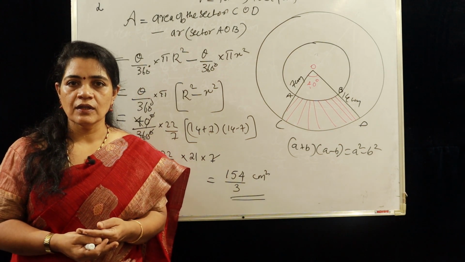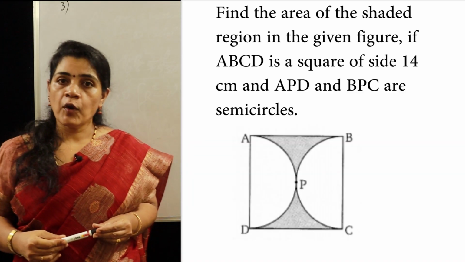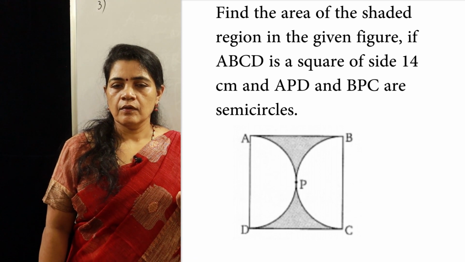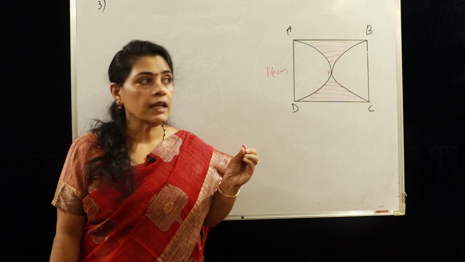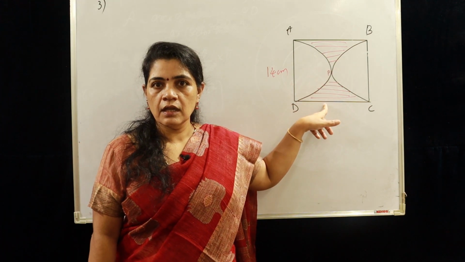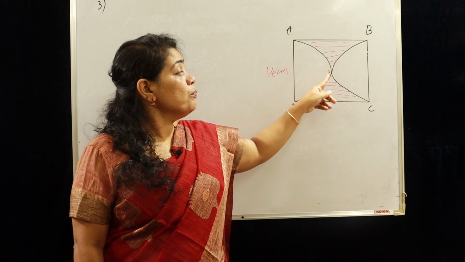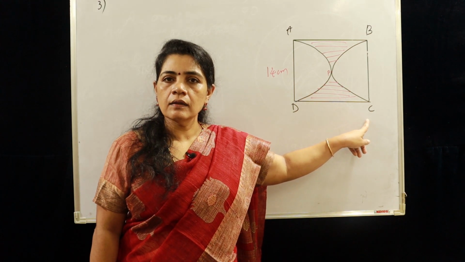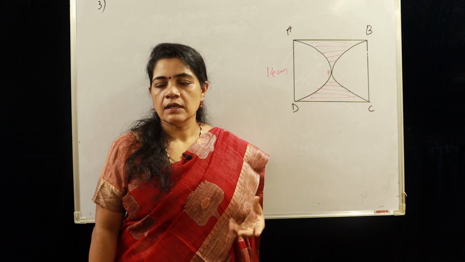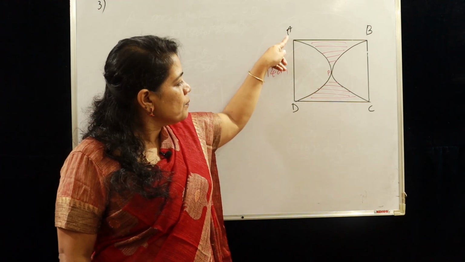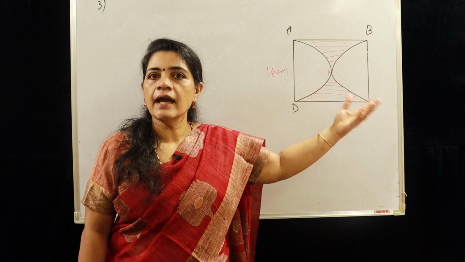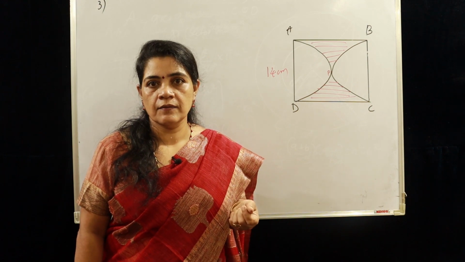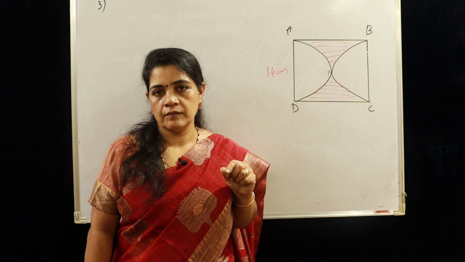Now we are moving to the next problem. In the third problem, we are given a square of side 14 centimeter. We have to find the area of the shaded region if APD and BPC are semicircles. Semicircle means AD and BC are the diameters with respect to the semicircles. With respect to the square, both of them are the sides, and the sides are given as 14 centimeter.